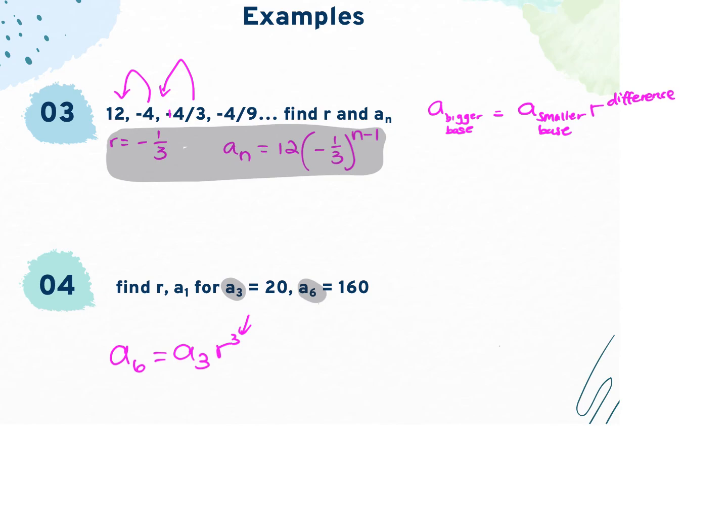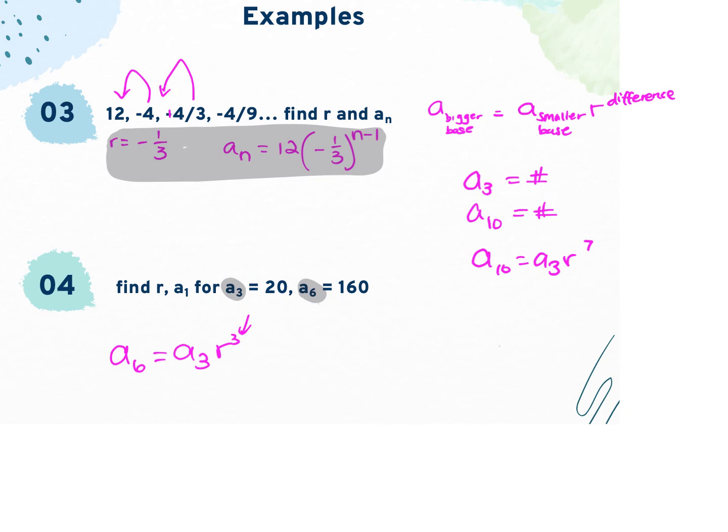So let's say I was given A3 and I was given A10. What's my equation going to look like? The difference between those two numbers, which would be 7.